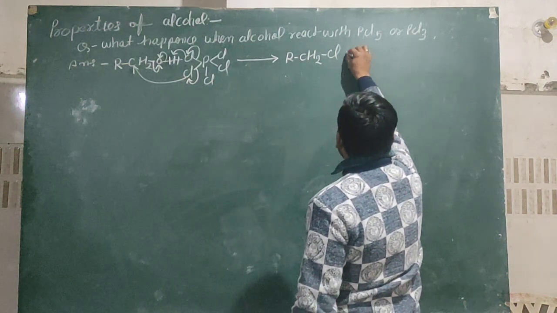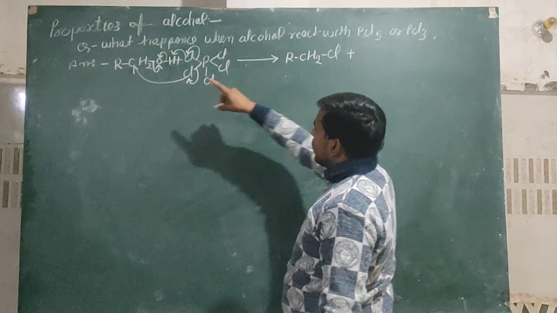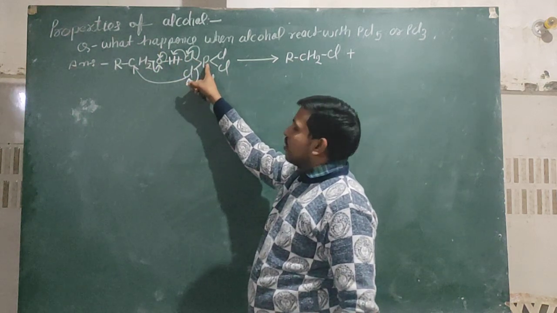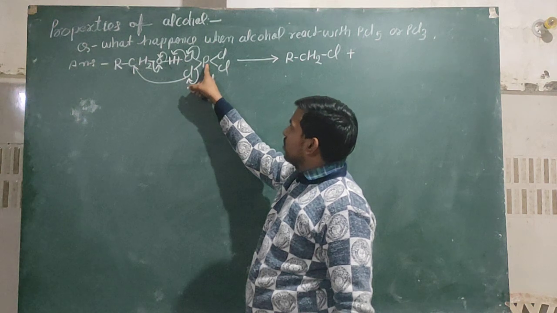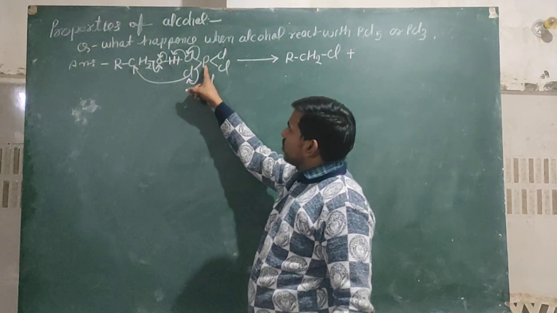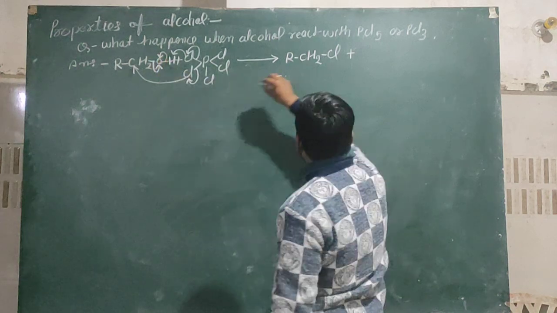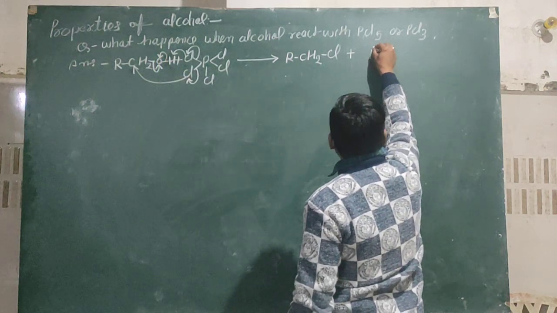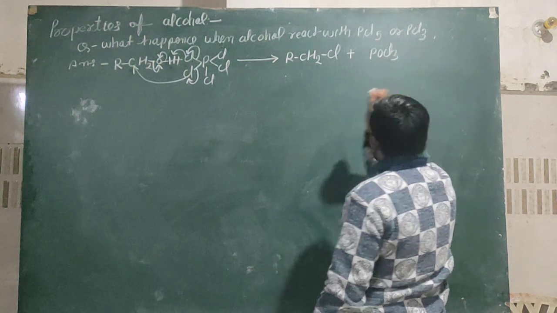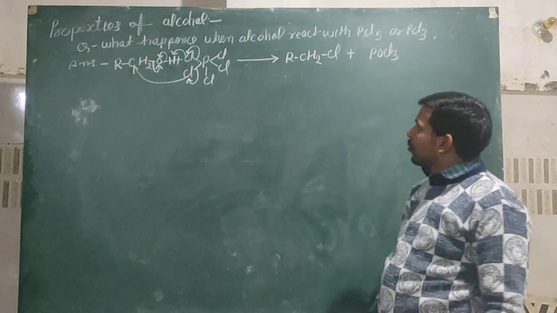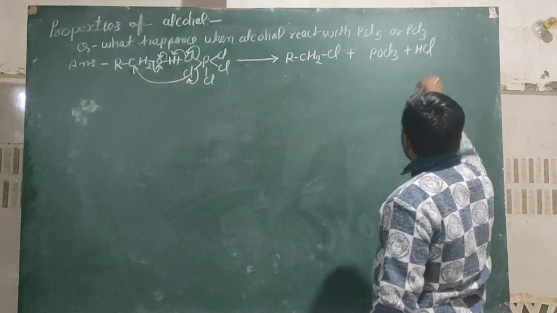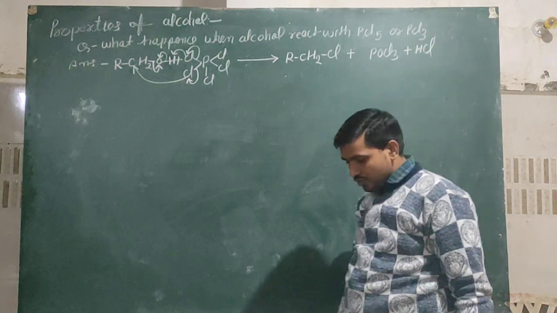The chloroalkane takes place, and this 2 negative charge oxygen is attracted by the phosphorus, because phosphorus has 2 positive charge and oxygen has 2 negative charge. In this situation, POCl3, phosphorus oxychloride, is formed, and one HCl molecule also comes out in this reaction.